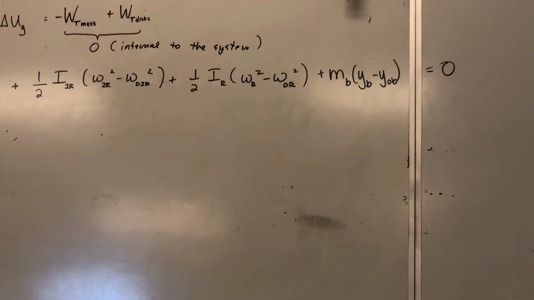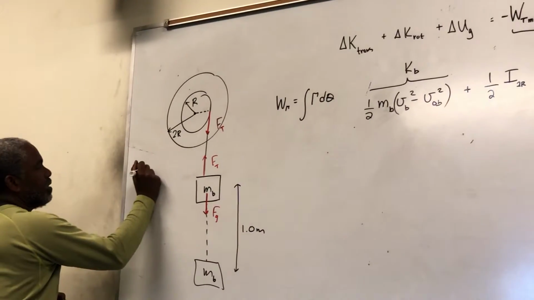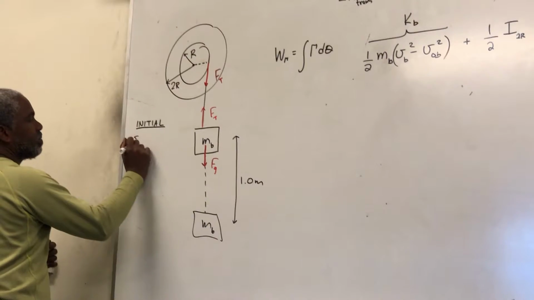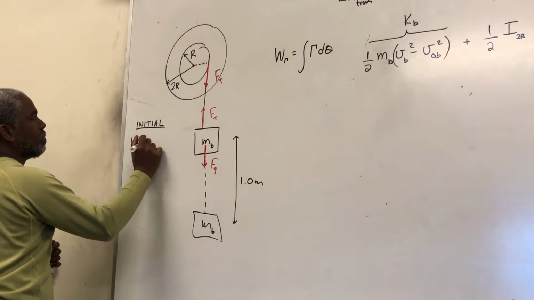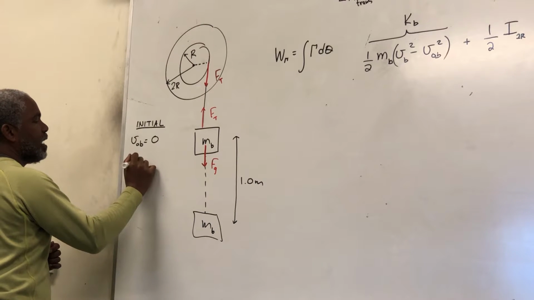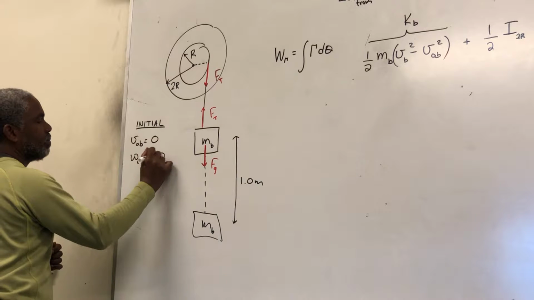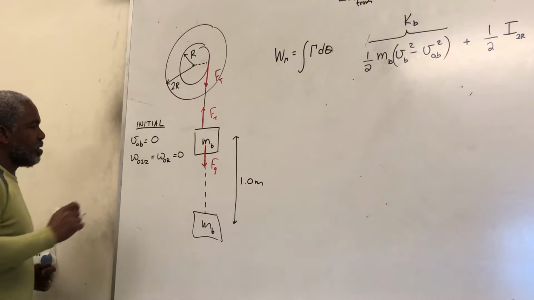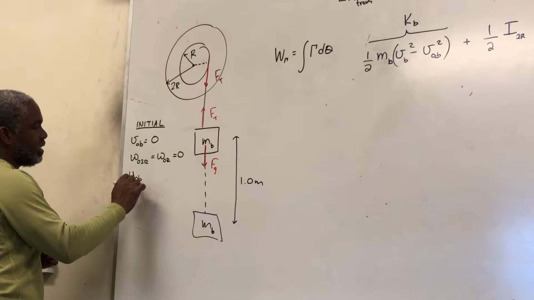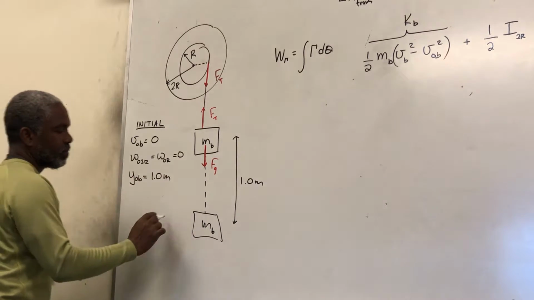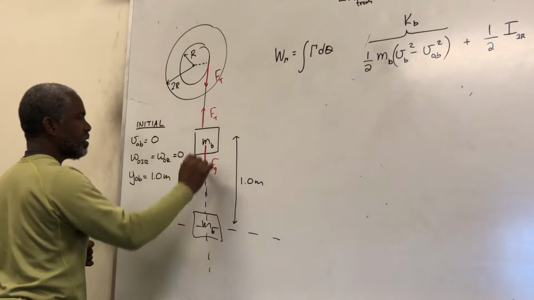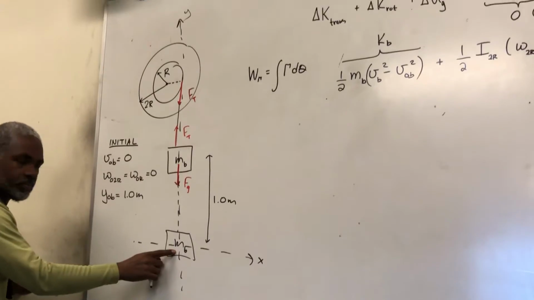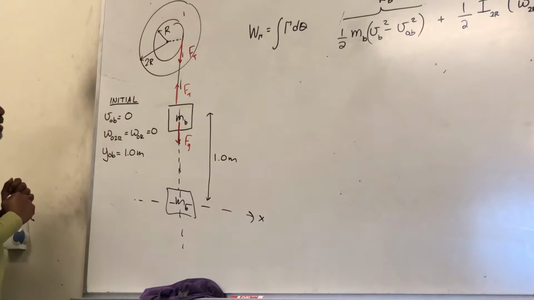Well, let's figure out our initials and our finals. Our initial is here. It starts at rest, so nothing is moving. It has a certain height. I'll say its initial height is 1 meter. So I'll create my coordinate system where the 0 is at the bottom. So our initial height is 1 meter.